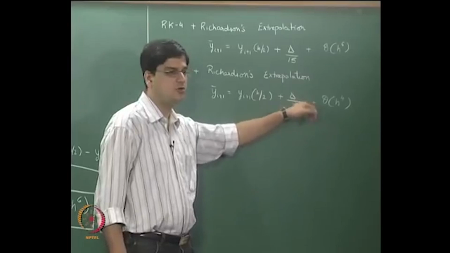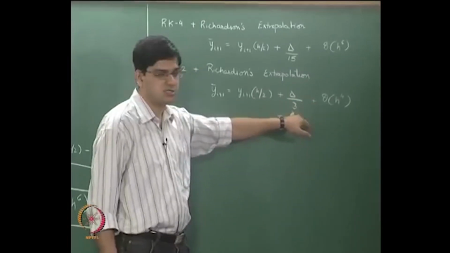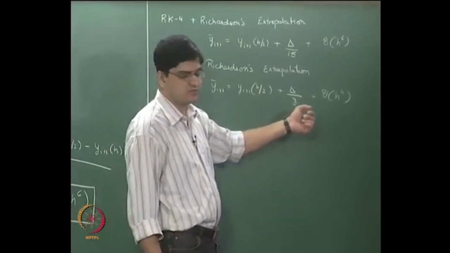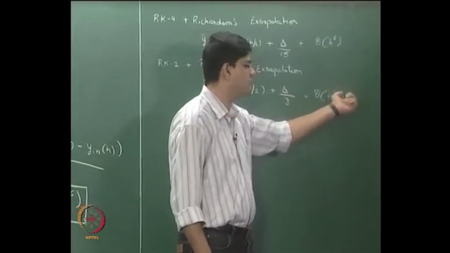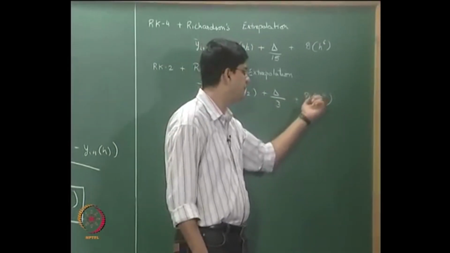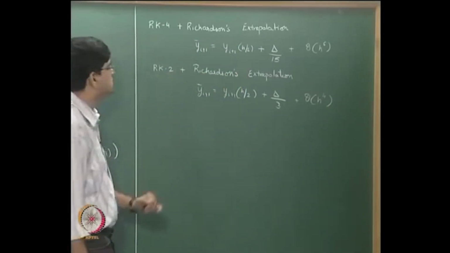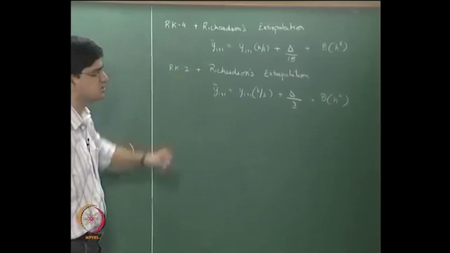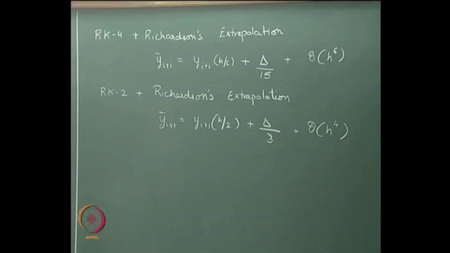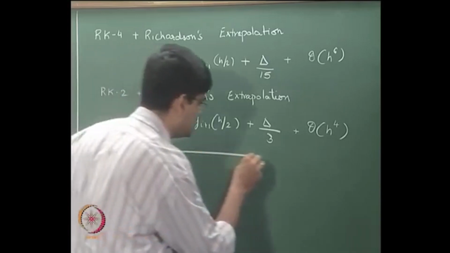So it is 2 to the power 2 minus 1, that becomes 3, and the overall accuracy of this method increases by 1 order. So it is increased from h cubed to h to the power 4. This is for the RK2 method, and this is for the RK4 method that we get. So these are the results of Richardson's extrapolation.